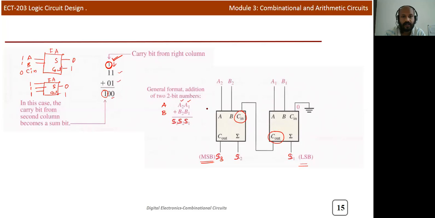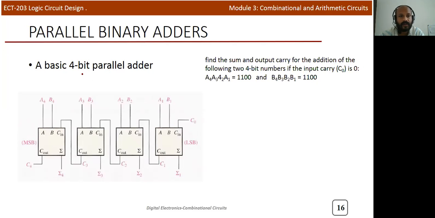Now we can see how we can use full adders to implement 4-bit parallel addition. Here in this example, C0 is given as 0, and A1, A2, A3, A4 is the first number A, which is given as 0, 0, 1, 1, and the second number B1, B2, B3, B4 is given as 0, 0, 1, 1. Now we can see how this particular circuit will operate.